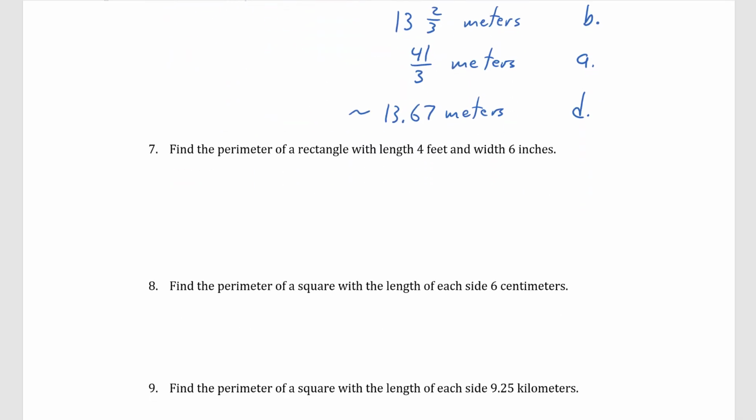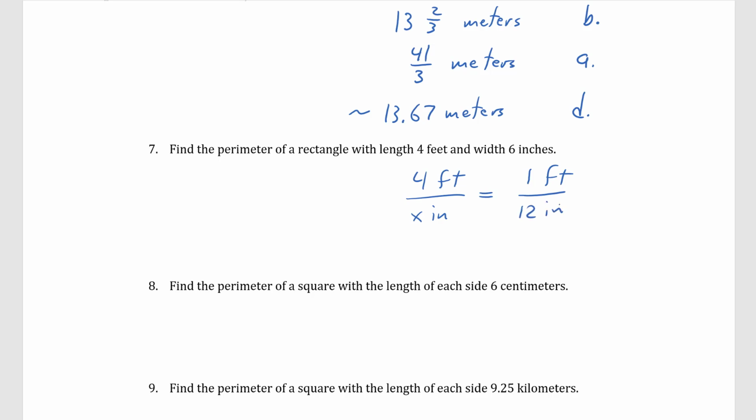Number 7 has a little bit of a trick to it. You'll notice that the length is given in feet and the width is given in inches, so we have to convert one of those to the other. And I don't care which way you do it. If you're given a question like this, your final answer could be in feet or inches. Either one would be correct as long as you've done things correctly. In this case, I'm going to do it in inches. So I'm going to take 4 feet, and that's over x inches, and that's going to be equal to 1 foot over 12 inches. That's how I could do the conversion.